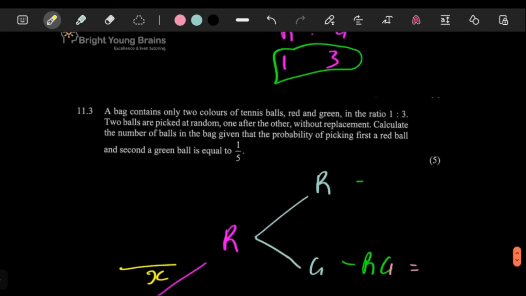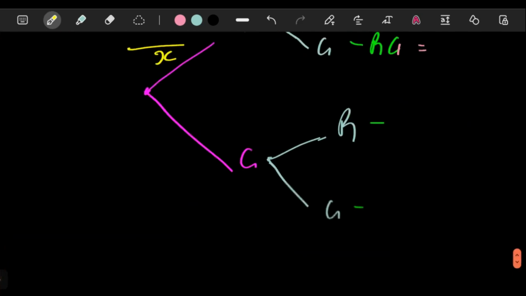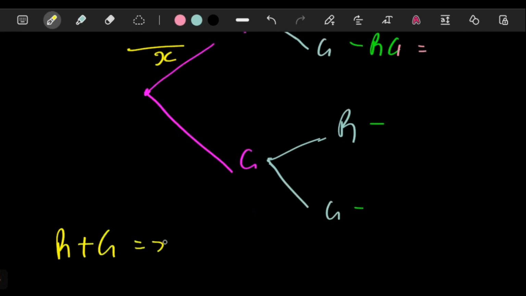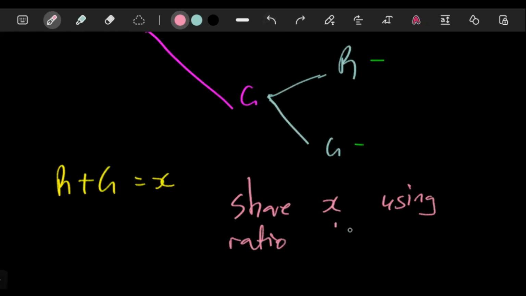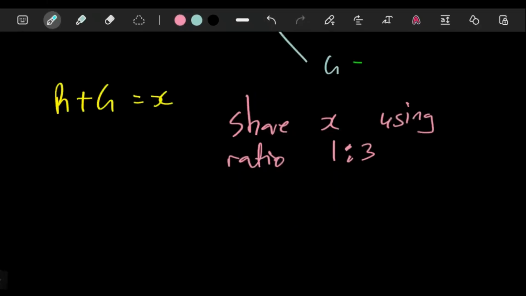This ratio should help us, because how ratios work is, for every one of these, you have 3 of the others. That's something we need to mathematically put on paper, the fact that the ratio is 1 to 3. Let's say red plus green is equal to X, but then the ratio is 1 to 3. So you need to share X using the ratio 1 to 3.